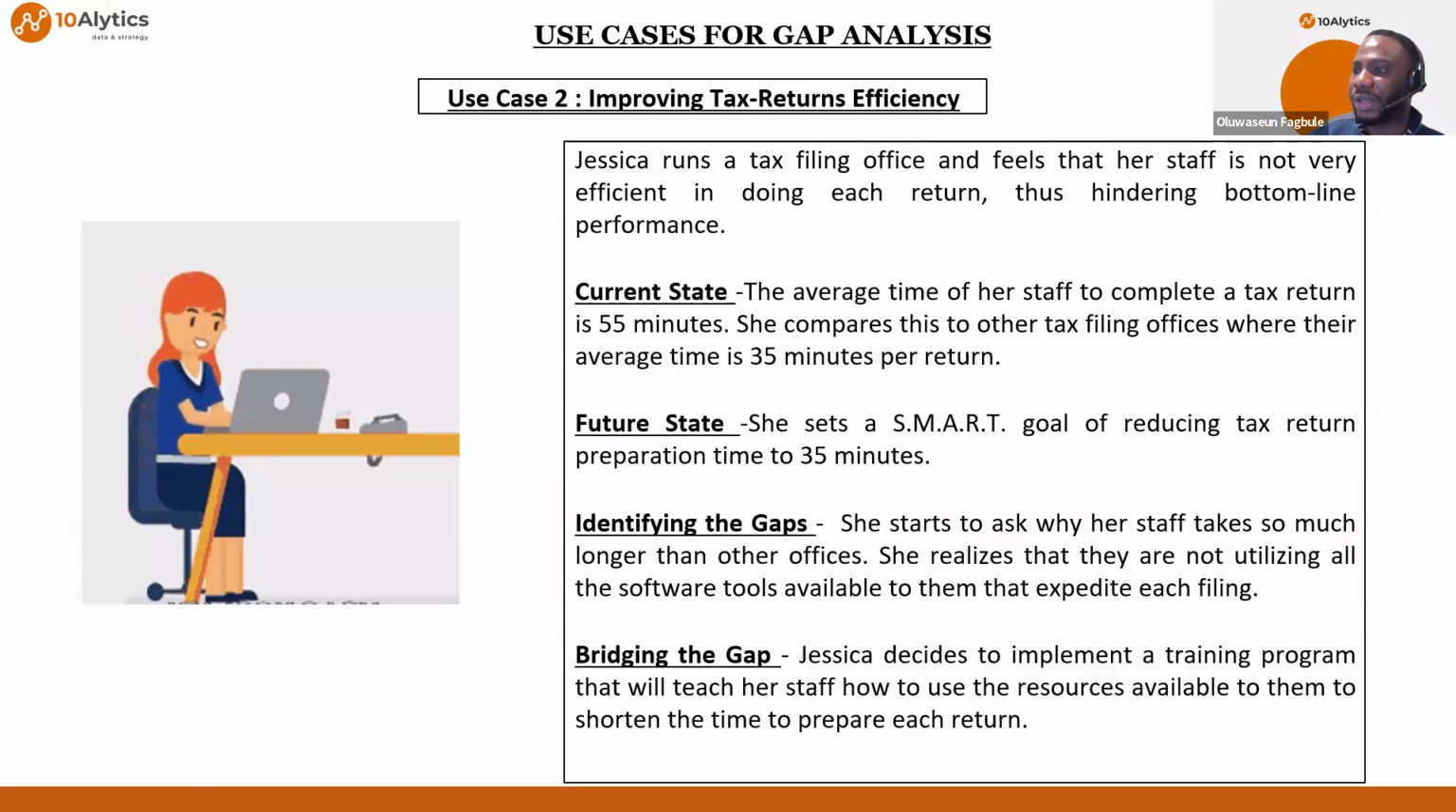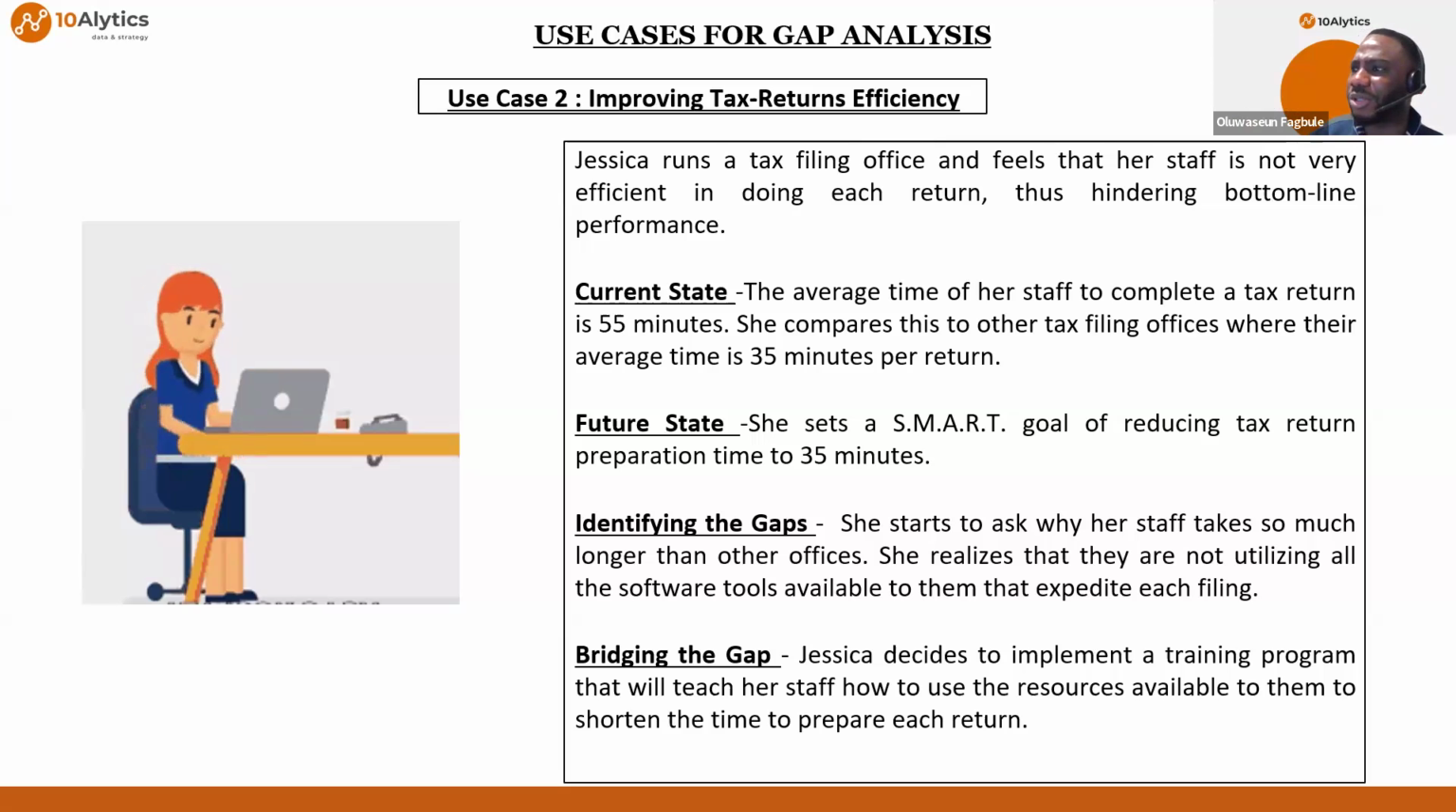That's the future state. So in identifying the gap, she starts to ask questions as to why it takes her staff so much longer than other offices. And then she realizes that they are not utilizing all the software tools available to them to speed up each filing, right? So they have software tools available to them, but they are not utilizing those tools. And software helps to make things faster. They're doing the tax filing manually, which of course will take more time.